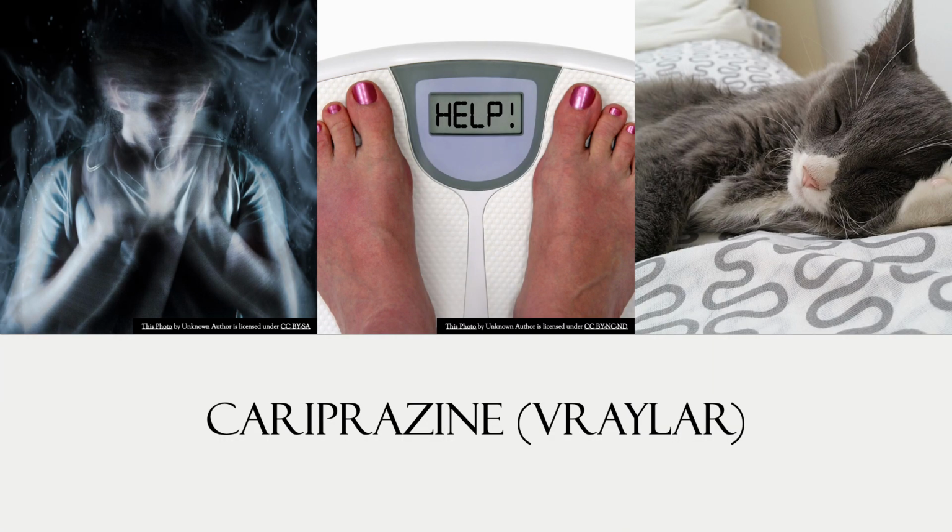Cariprazine, or Vraylar: the usual dosage is 1.5 milligrams to 6 milligrams daily. Common side effects are EPS, akathisia, GI upset, restlessness, and somnolence. The comments on cariprazine say to monitor serum lipids, glucose, and family history of cardiovascular disease. So nothing aside from that. So cariprazine, Vraylar, common side effects are EPS, akathisia, GI upset, restlessness, and somnolence.